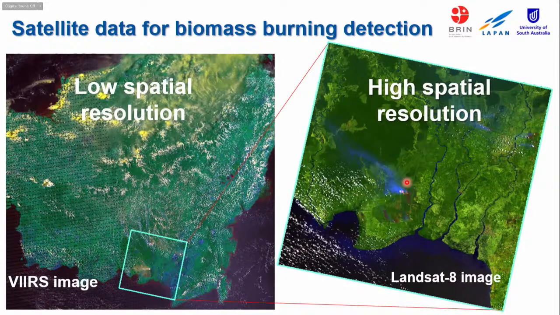So while smoldering detection is still lacking in research, we try to develop the algorithm to detect smoldering fires using the spectral of NZ8, which is sphere reflectance and thermal infrared brightness temperature. So this is the gap. We still lack smoldering detection for small fires in the tropics.